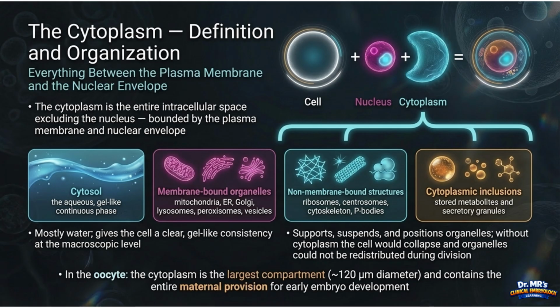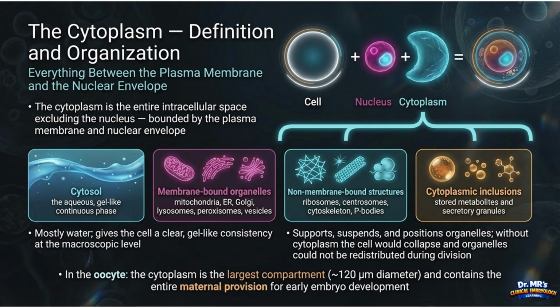In the human oocyte, the cytoplasm is the largest compartment by far. The human metaphase II oocyte is approximately 120 micrometers in diameter, roughly 10 times the size of an average somatic cell, and the vast majority of that volume is cytoplasm.